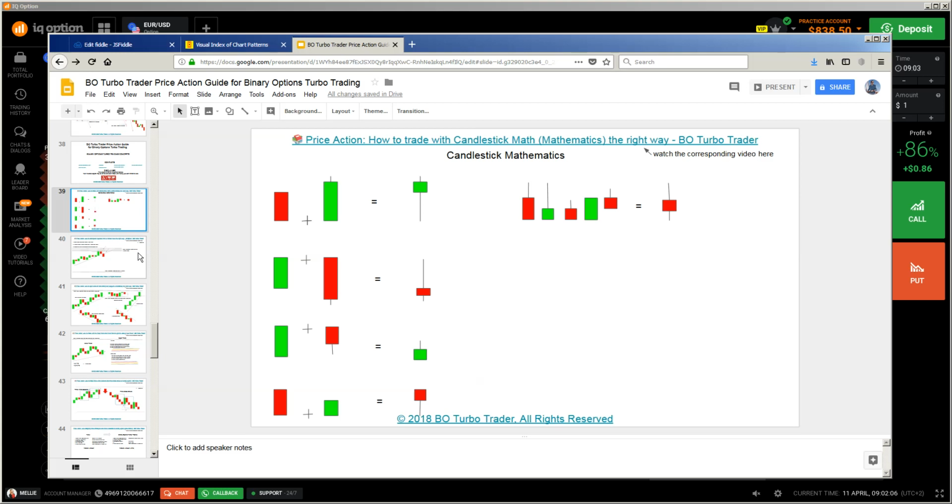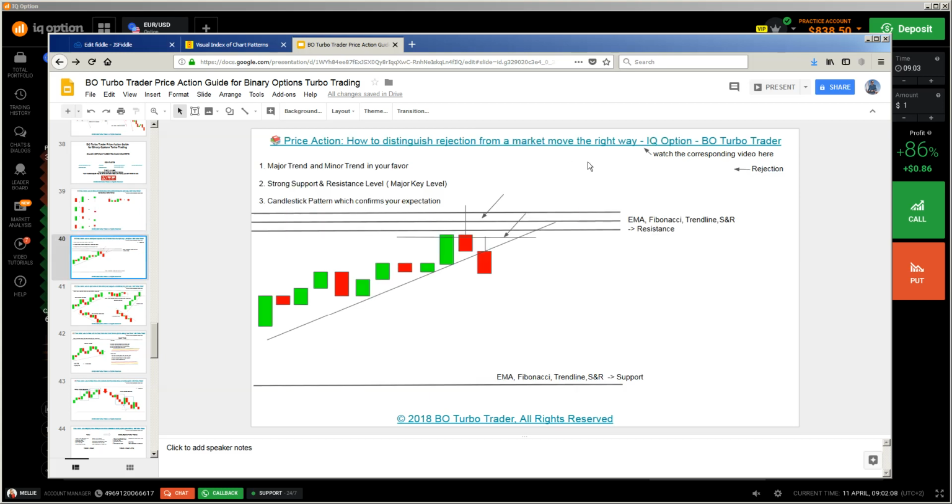Then watch this video about rejection, where I explain that the rejection is only a small part of the trading setup. The most important parts are trend, key level, and candlestick pattern. And the last part is the rejection of any kind of support and resistance area. So this is another video which I can only recommend to understand those things which I'm explaining to you in the next few minutes.